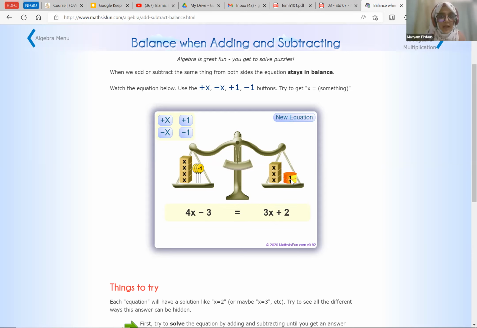What I'm doing is, I am going to remove one from this side. We have two blocks of 1 on the right-hand side, right? I am going to remove one of them. Or let's say it like this: I am going to subtract 1 from the right hand side. If I subtract 1 from the right hand side, what do you think will happen to the left hand side? It will go down.